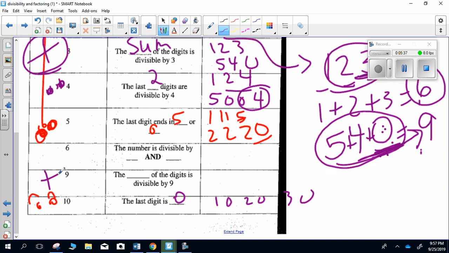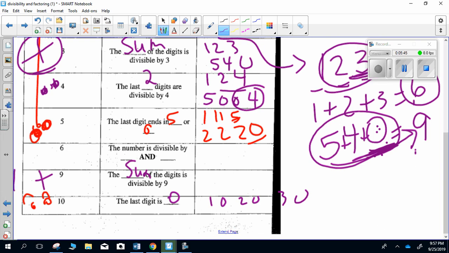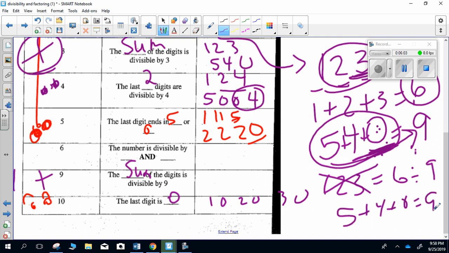For 9, you add also. 9 is if the sum of the digits is divisible by 9. If we go back to our 123, we remember that 123 is 1 plus 2 plus 3, which equals 6. 6 is not evenly divisible by 9, so 123 is not divisible by 9. But 540 is, because 5 plus 4 plus 0 equals 9, and since 9 is divisible by 9, that number is divisible by 9. So 540 is divisible by 9. 18 is divisible by 9 because 1 plus 8 is 9.